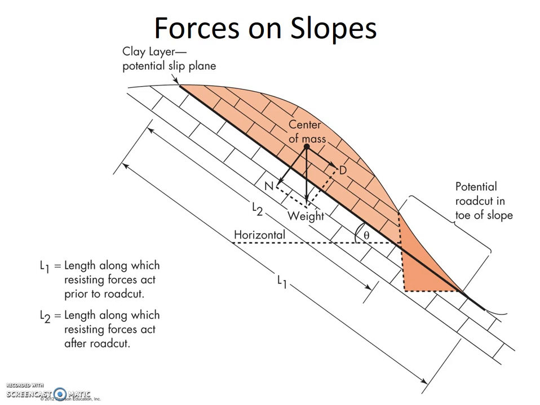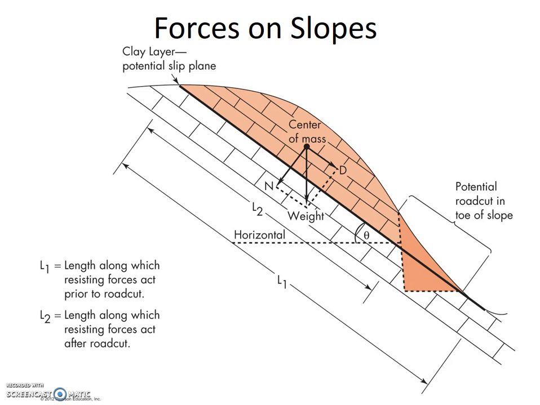Now, the resisting force is really just the friction along the potential slip plane in the opposite direction of the downslope driving force. Now let's look at the potential road cut at the toe of the slip. The darker orange area is going to be removed.